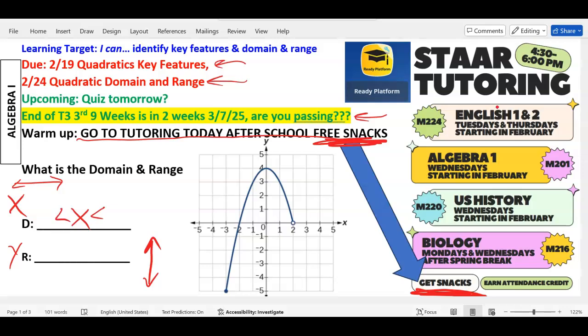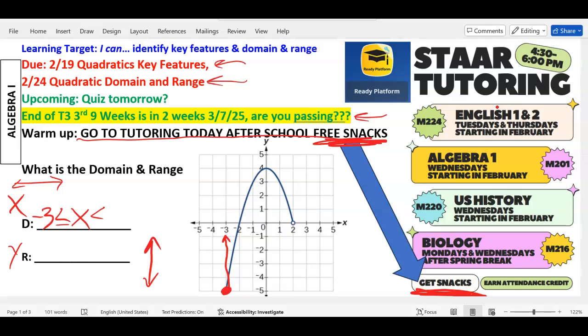Now look at the far left of this graph. Right here, this is a shaded circle. What is the X value of that point? It's -3. So go ahead and put -3. And since it's shaded in, we're going to underline that inequality. Does everyone see that we have an underlined inequality right here?